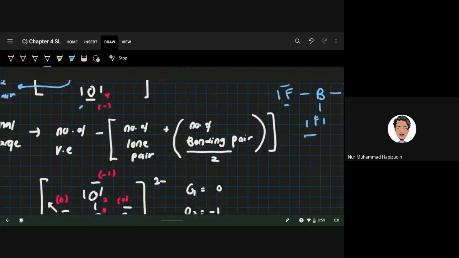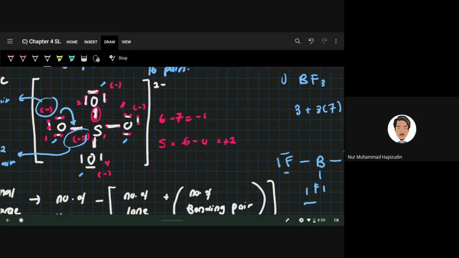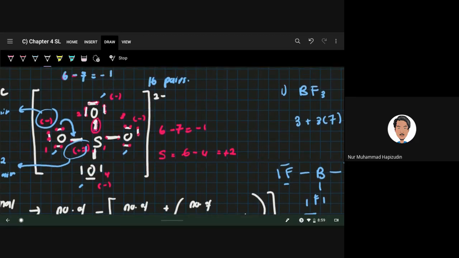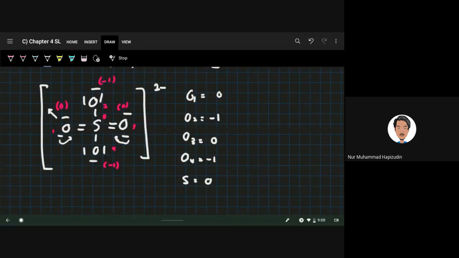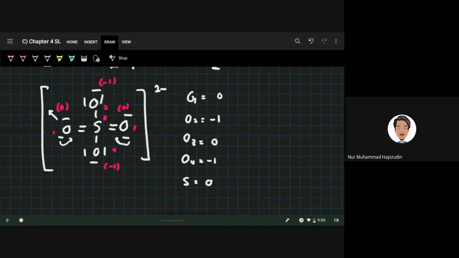Nampak? Compare before it donates the lone pair. Dia ada apa tu? Oxygen 1 negative 1. Oxygen 2 negative 2. Oxygen 3 negative 1. Oxygen 4 negative 1. Sulfur positive 2. Nampak tak? There is no atom that achieve 0 charge. Semua ada charge. So the more the number of atom have 0 charge, the more stable the Lewis structure.